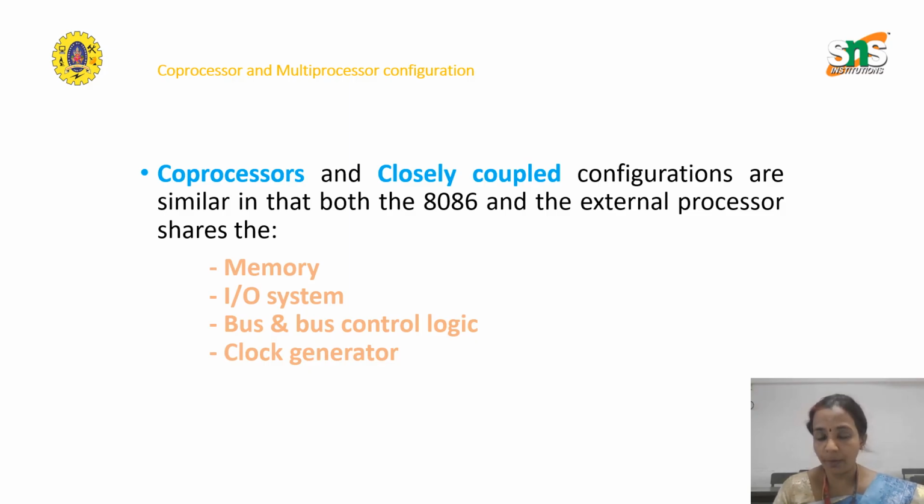These are the processors which will be having similar architecture, similar working principles, and similar components, but they are sequential innovations. Coprocessor and closely coupled configurations are similar in that both the 8086 and the external processor usually share the memory, the input-output system, the bus, and the bus control logic, and even the clock generator will be there.